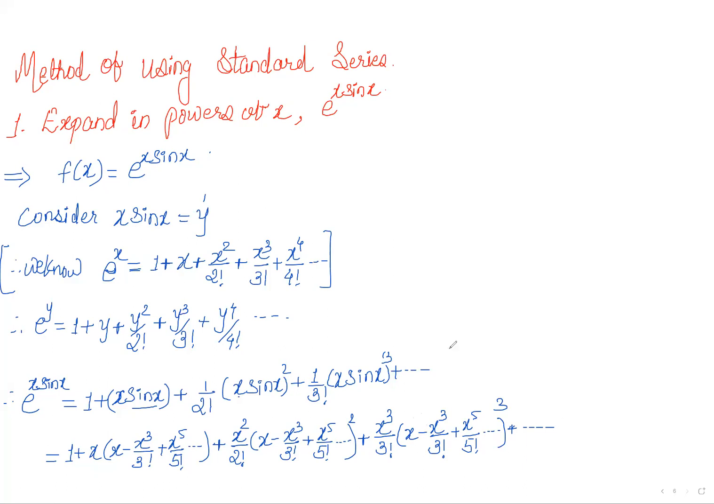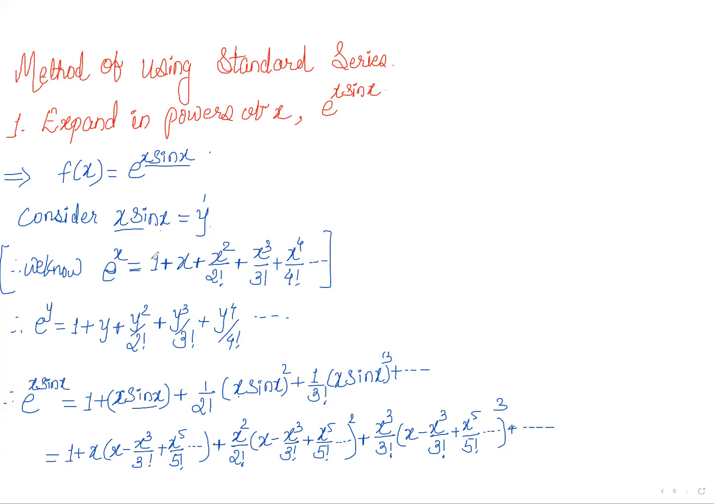बघा इथं काय केलं आपण, the given function that is e raised to x sin x. Now we have considered x sin x is equal to y. Therefore, we are getting that function that is e raised to y. Okay, so e raised to y according to the expansion of e raised to x, that is 1 plus x square by 2 factorial and so on. Instead of that x, we have taken that y. So expansion of e raised to y is equal to 1 plus y square by 2 factorial plus y cube by 3 factorial plus so on.